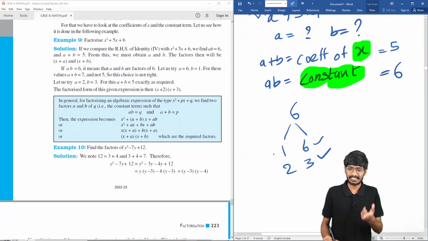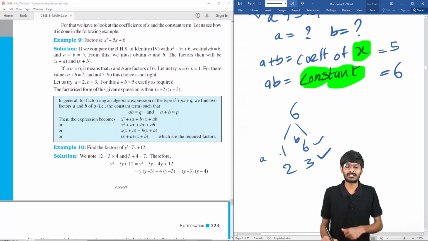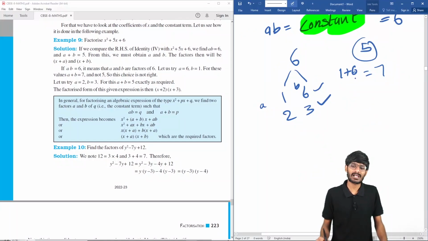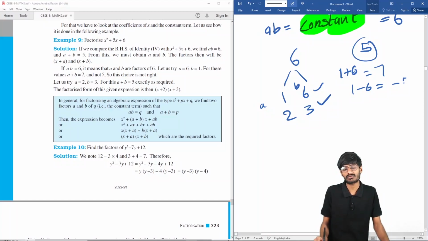Suppose you take one as the A value and the other as the B value, by adding or subtracting them, what do we have to get? We have to get 5. So if you add 1 plus 6, is it giving 5? No, it is giving 7. Suppose you subtract 1 minus 6, is it giving 5? No, it is giving minus 5. So there is 5 but not purely 5, minus 5.